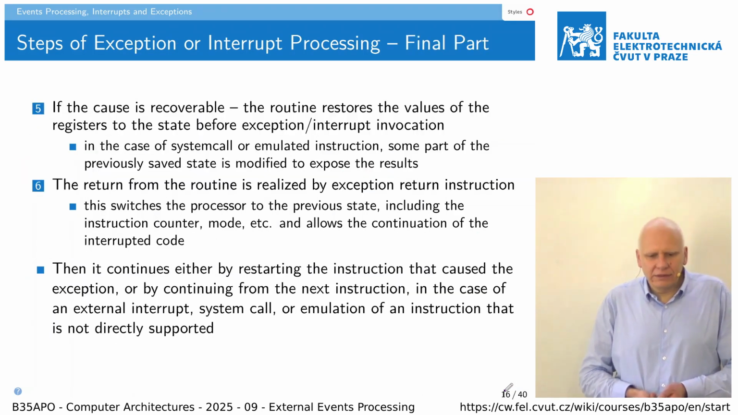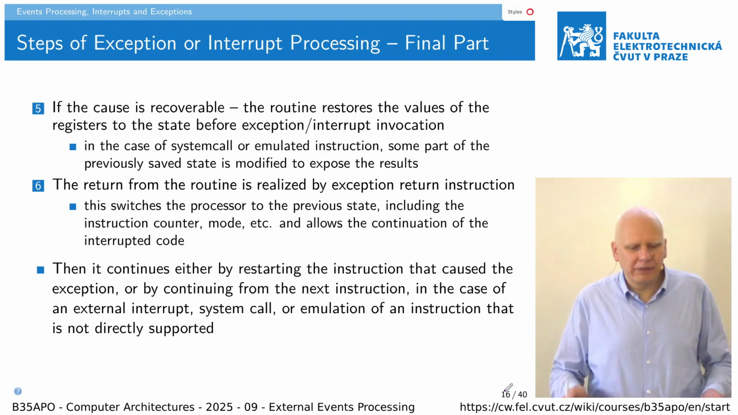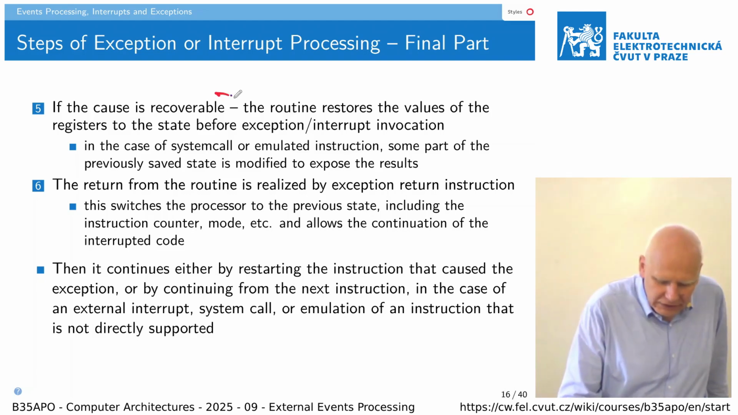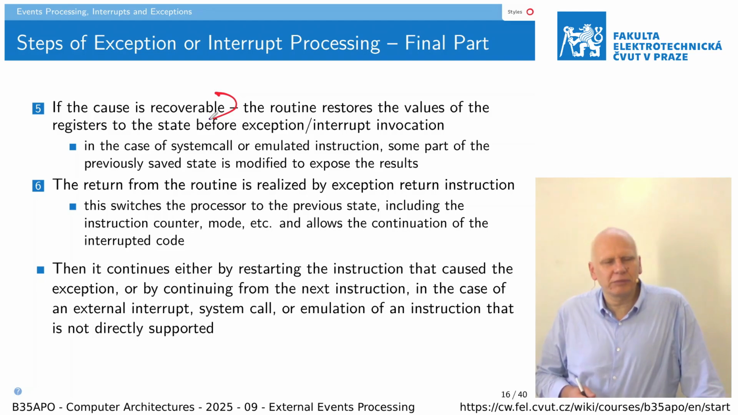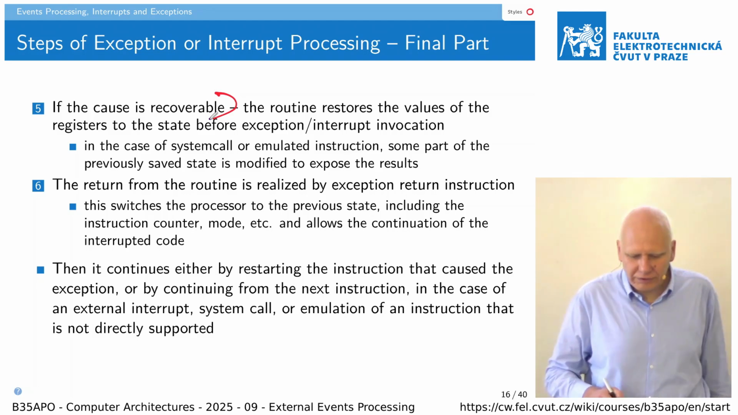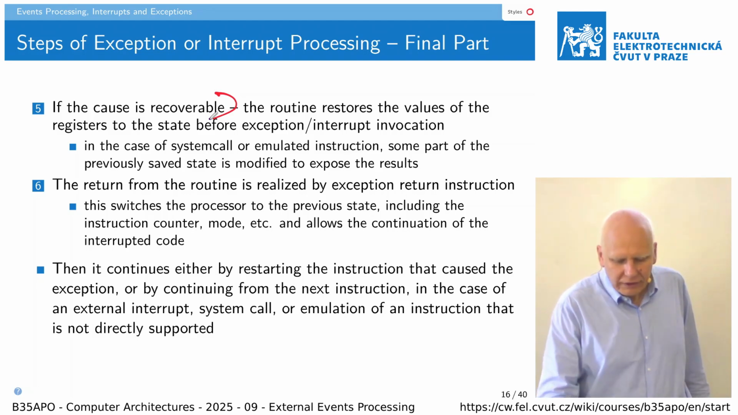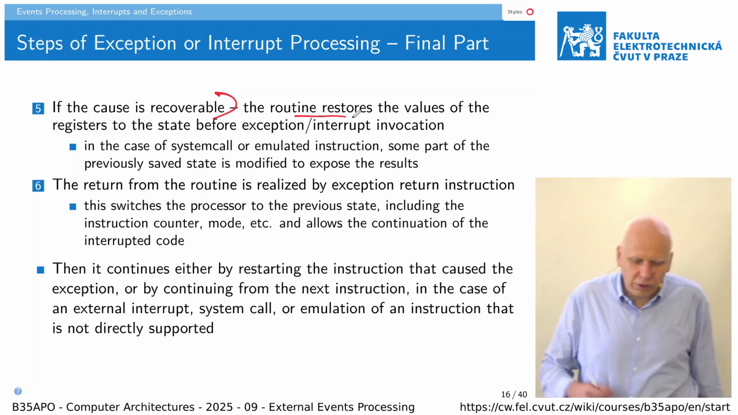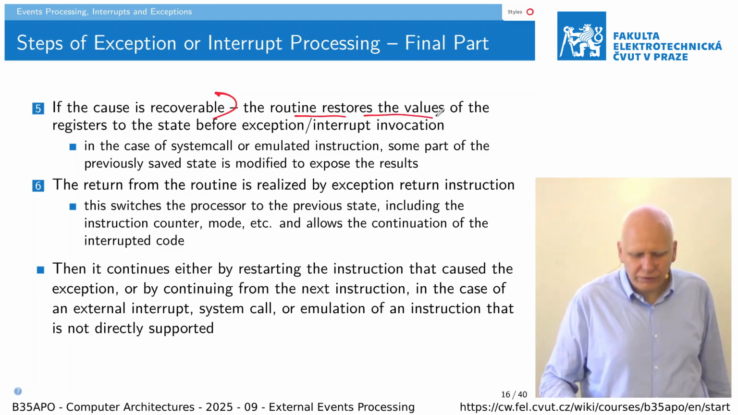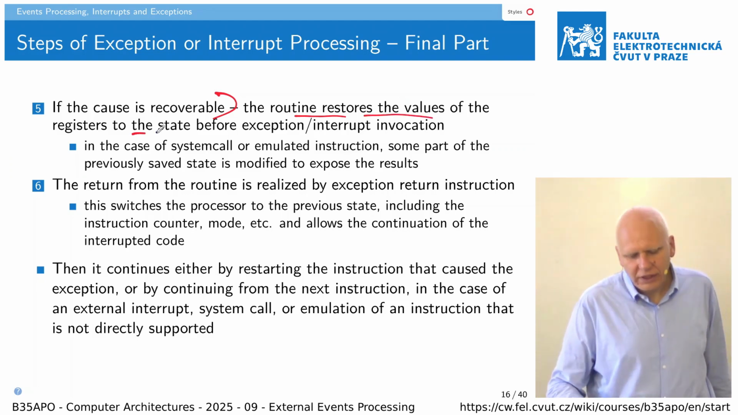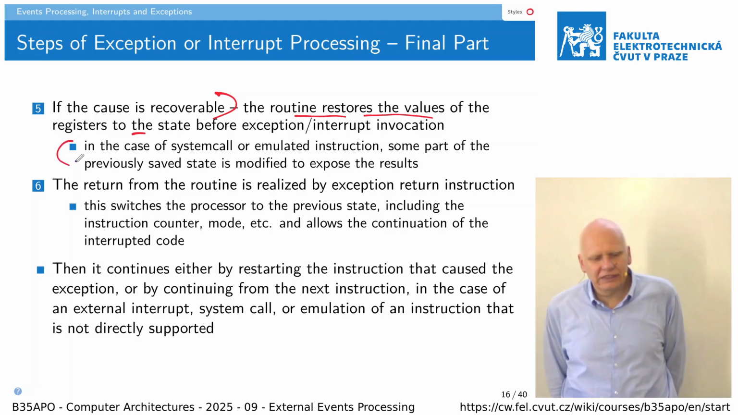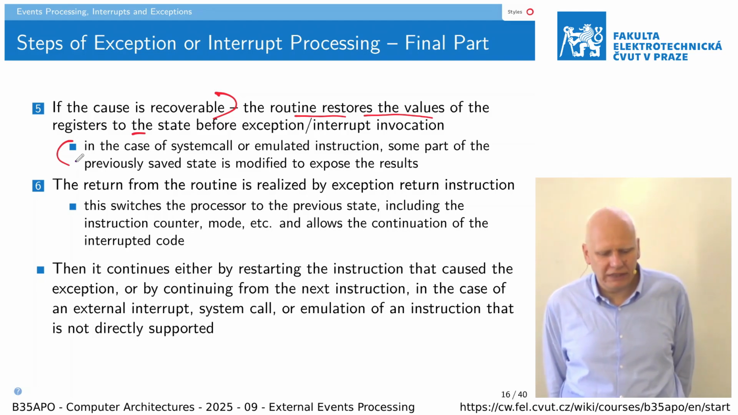And the final part: when the operating system is done with the processing of the exception, then if the cause is recoverable, this means that if it is possible to continue the execution of the previously interrupted code, if it is not some fatal error and so on, then under software control we restore the values of the other registers which have been stored. In some specific cases, some part of this state which is prepared to restore the state is modified.